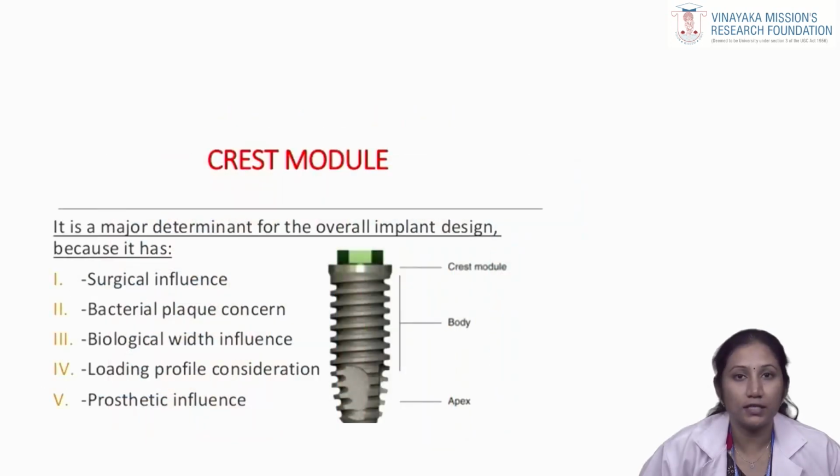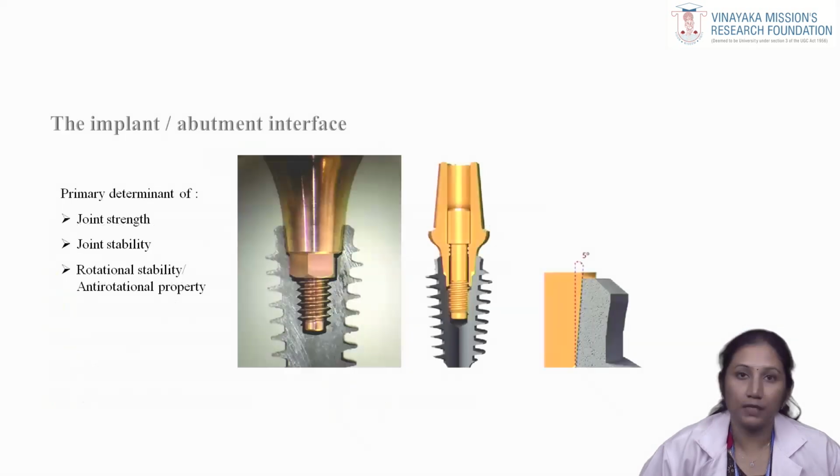Next comes the crestal module. This represents the transitional zone of the implant system. The crestal module influences the surgical phase, controls the bacterial accumulation, influences the biological width and the load profile of the prosthesis, and also influences the prosthetic components. The crestal module acts as the implant abutment interface. This crestal module ensures joint strength, joint stability and also provides rotational stability to the prosthesis.